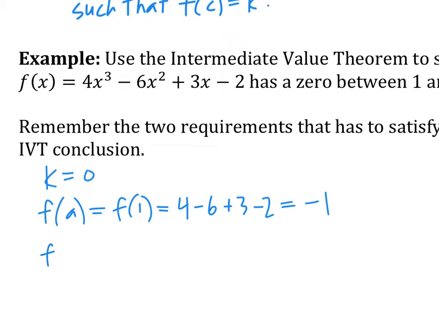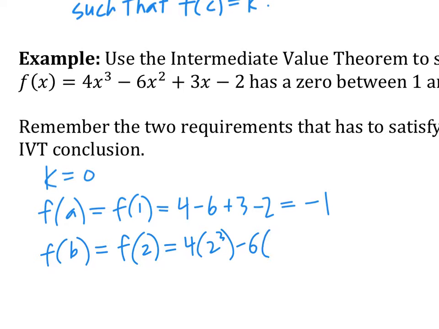Okay, f of b. What does f of b actually mean? f of 2. So put 2 in there: 4 times 2 cubed minus 6 times 2 squared plus 3 times 2 minus 2. Don't use a calculator. Do it in your head.